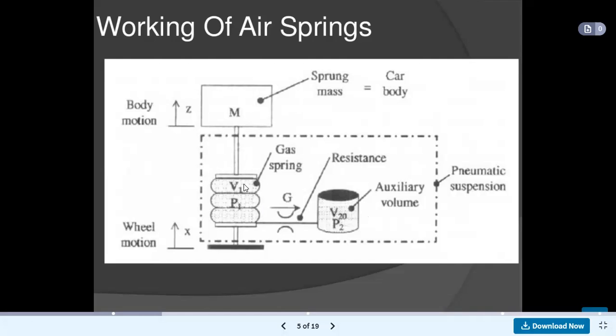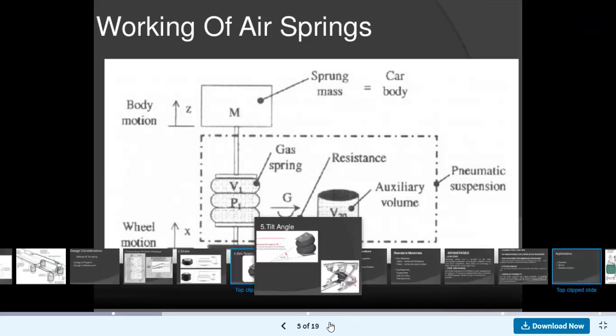Actually, one relation is available there, that is V1 and P1, the volume and pressure relation. And at the lower side, the wheel motion is also available. Then on the right side, this is called the auxiliary volume. The middle portion, which connects the air spring and auxiliary volume, is the resistance. This complete set of parts is called the pneumatic suspension.